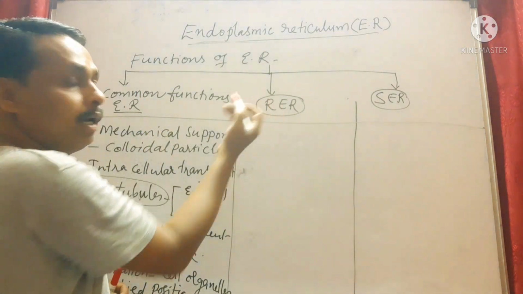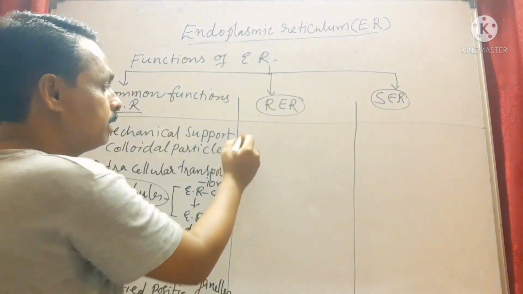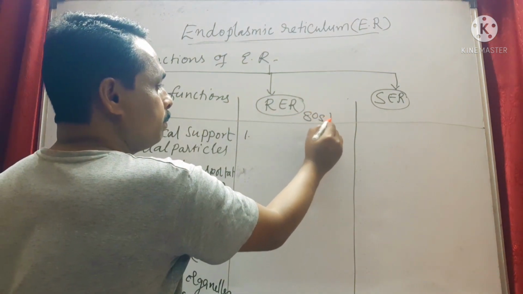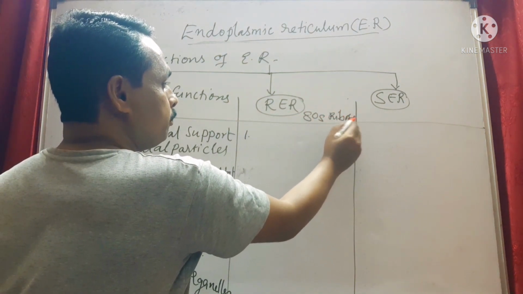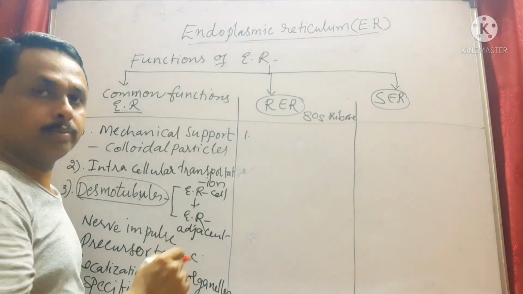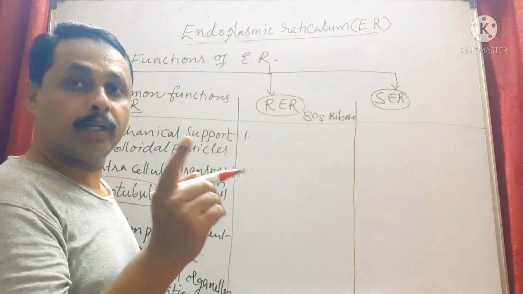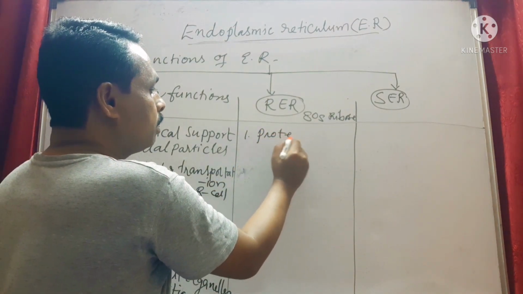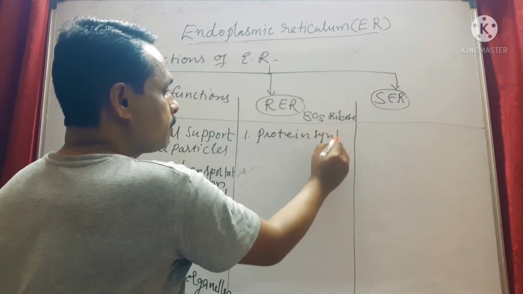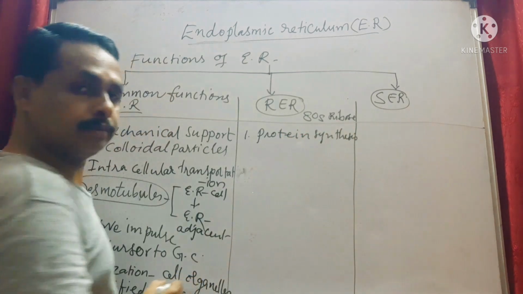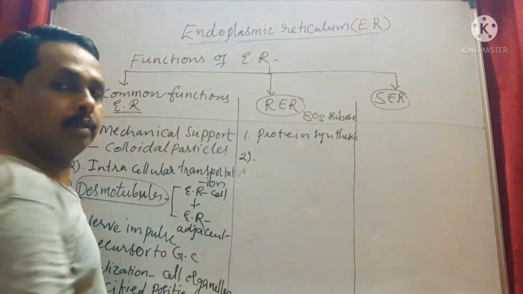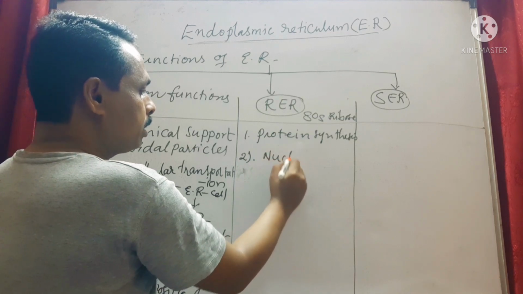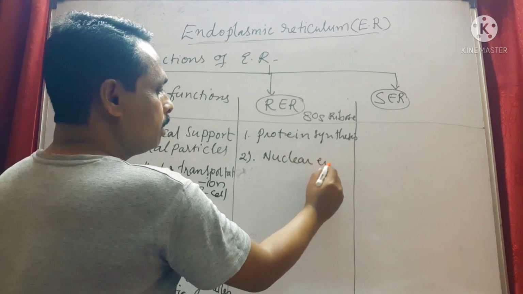And now the functions of rough endoplasmic reticulum. One is, because in rough endoplasmic reticulum, ribosomes are present on the walls of endoplasmic reticulum. Ribosomes are considered as the protein factories of the cells. That's why they are providing surface area for protein synthesis. Protein synthesis. And the next function is, these are involved in formation of nuclear envelope.